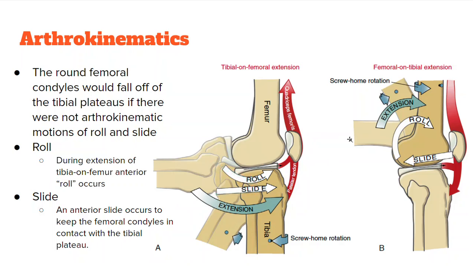If you are extending from a squat position, so your femur is moving on the tibia, you'll still have a roll and a slide backwards. And they call that the screw home rotation. Your knee kind of locks when you get into that extended position.